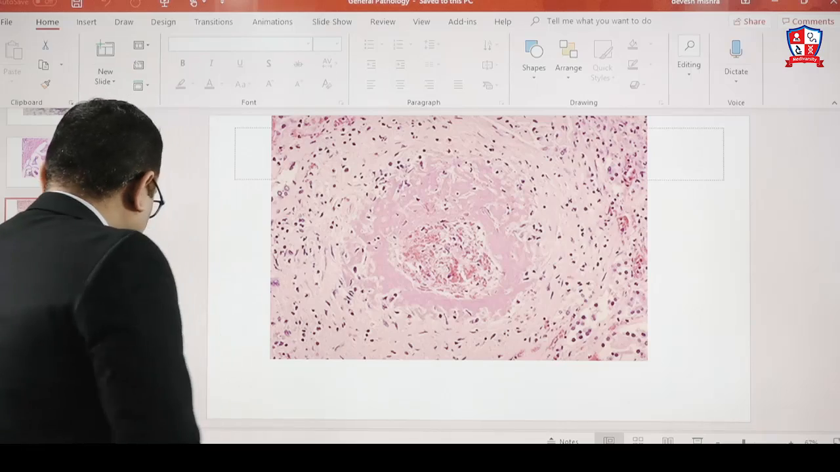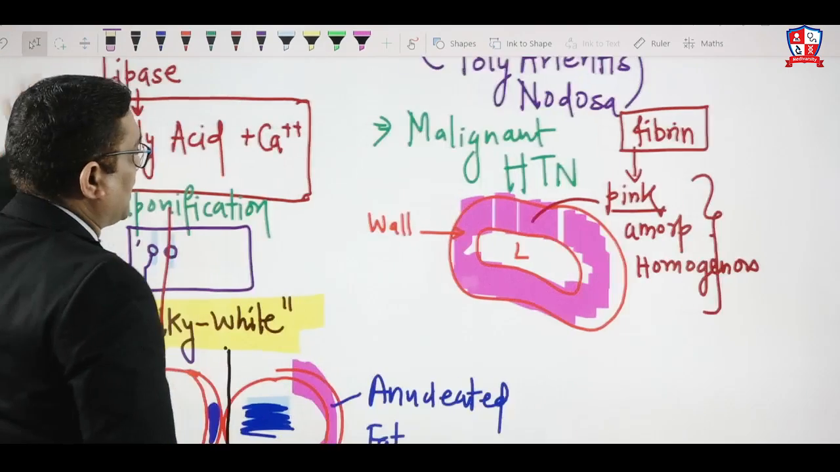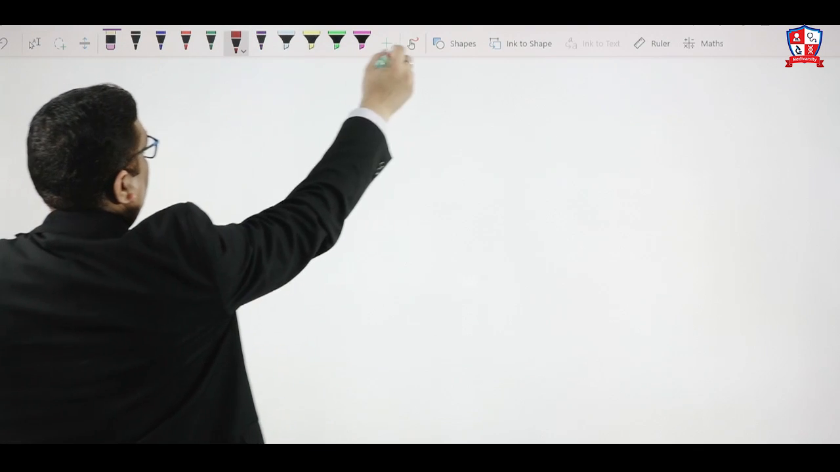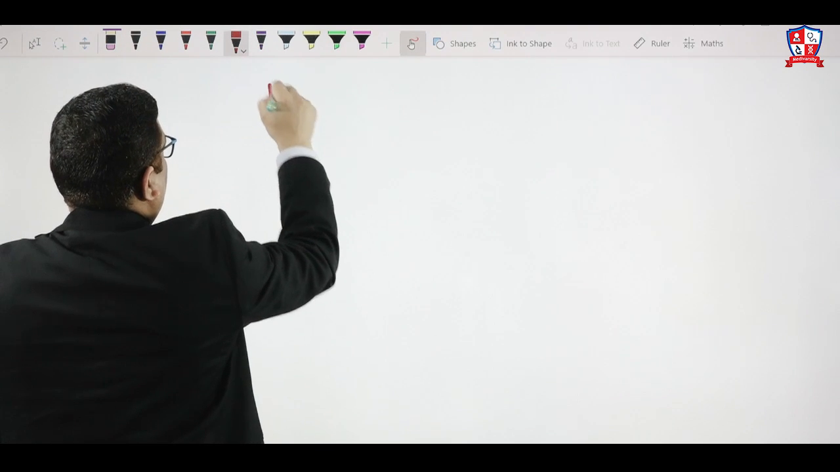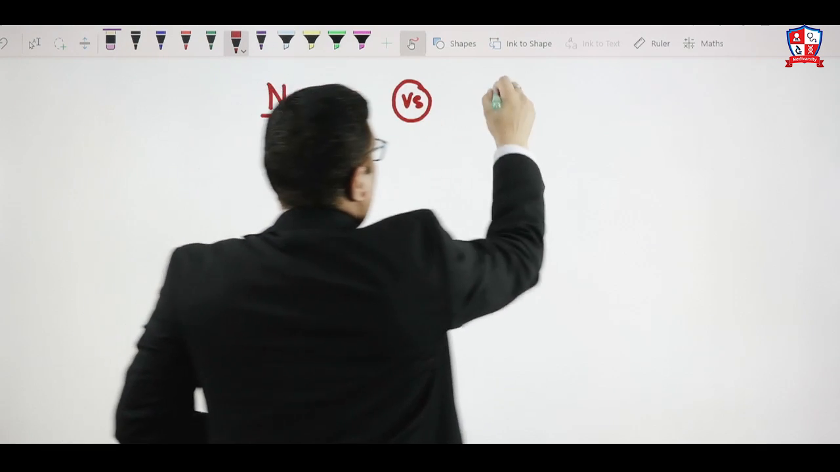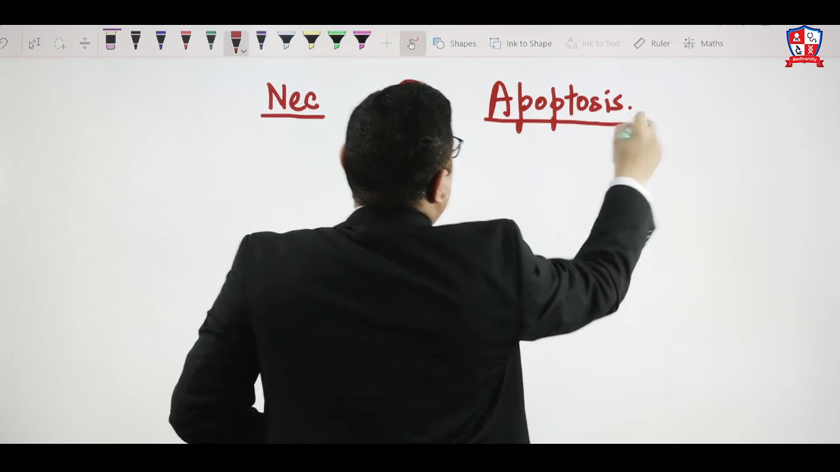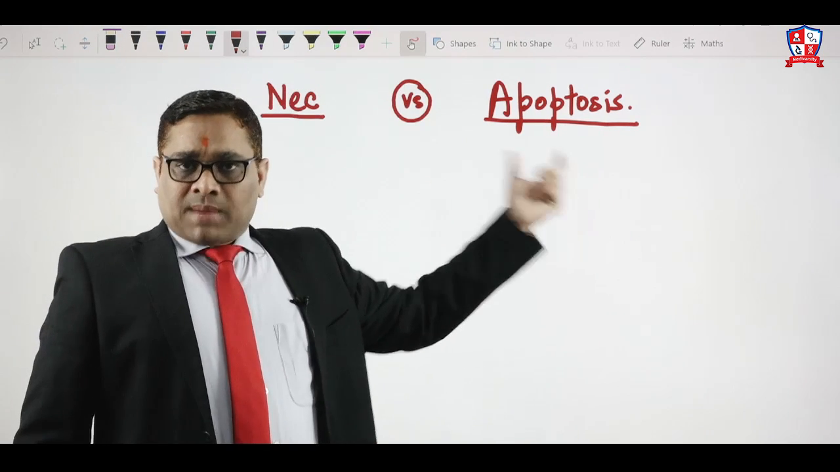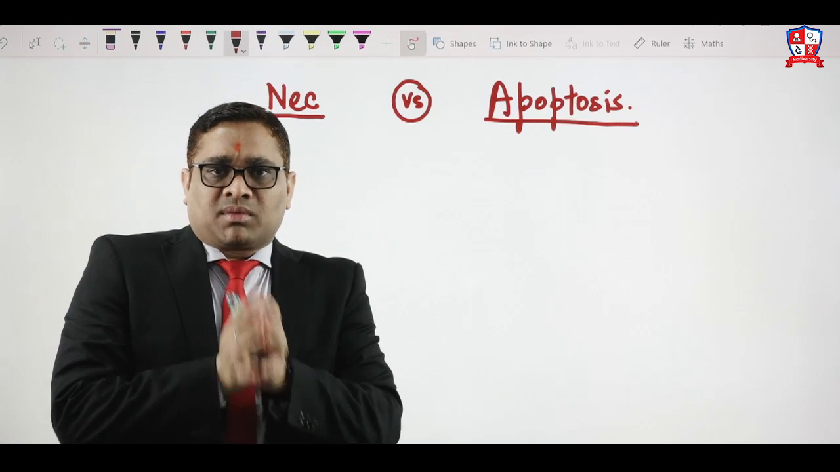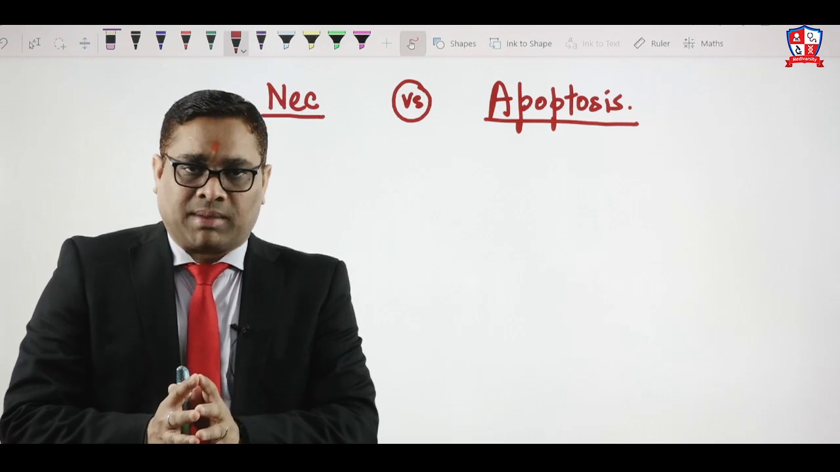So we have seen about fibrinoid necrosis, right? Now we'll move to the next important discussion: how we are going to discriminate necrosis versus apoptosis. So what is the difference between necrosis and apoptosis? Before we move to the next topic, which is apoptosis, I just wanted to give you a salient and important discriminating feature between necrosis versus apoptosis, which is very important for exam as well as concept, right?